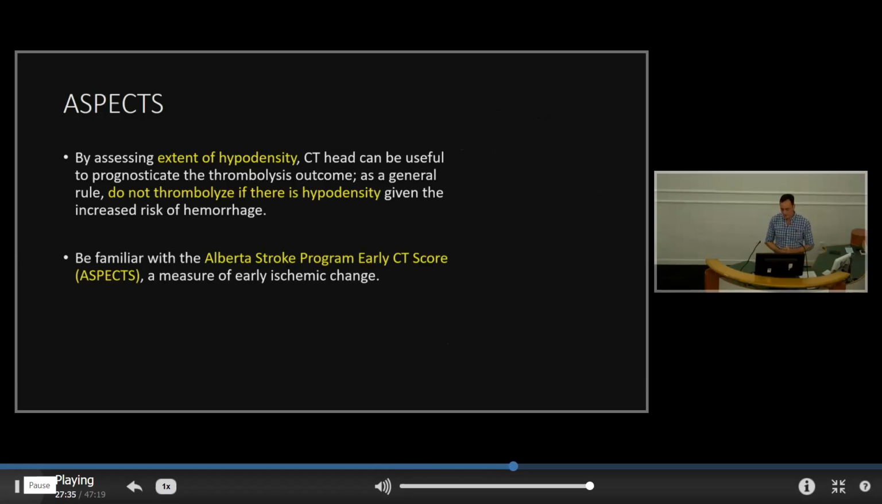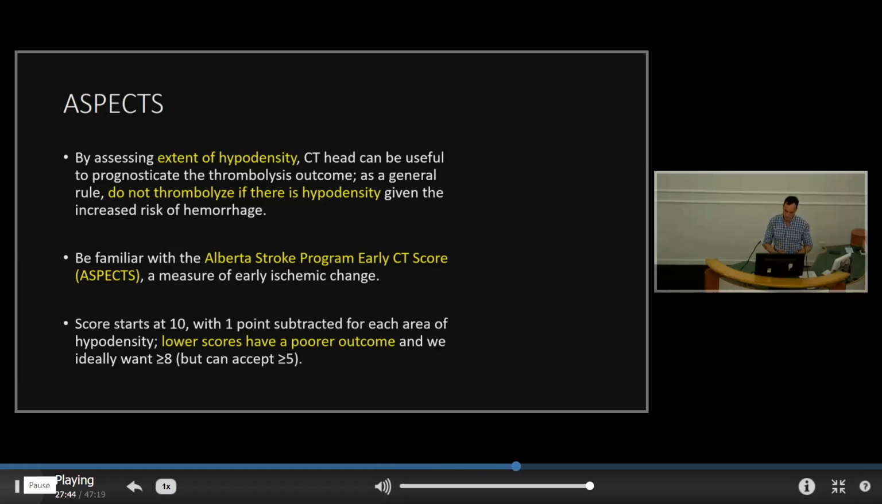And this was developed in Canada, the Alberta Stroke Program, early CT score aspects. And it's basically a measure of early ischemic change. It starts at 10, and then you subtract a point for all these predefined areas on the CT in the brain. Basically, a low score is bad, a high score is okay.